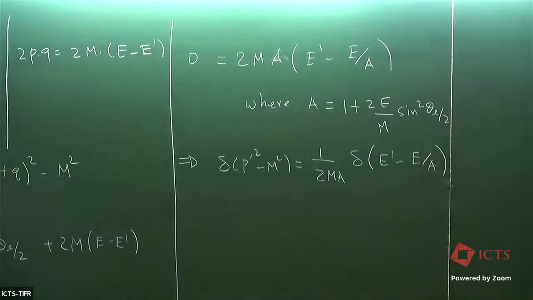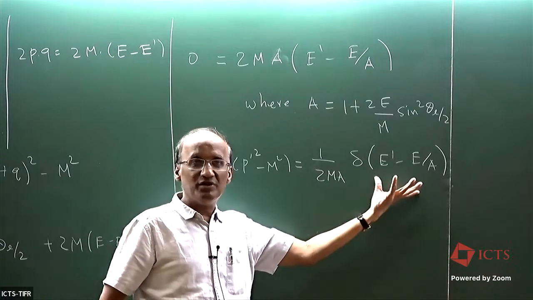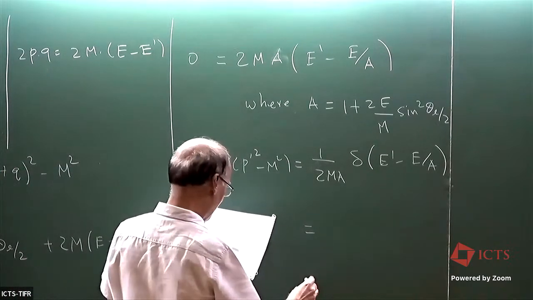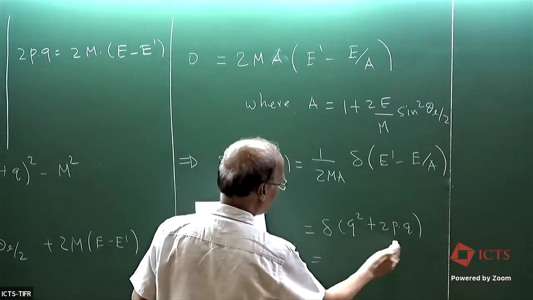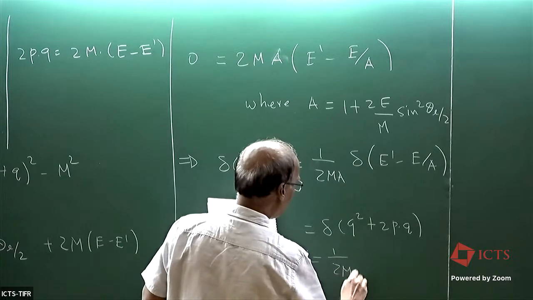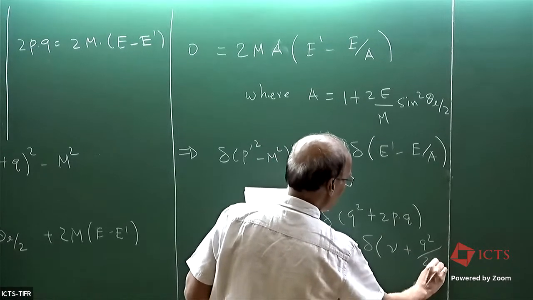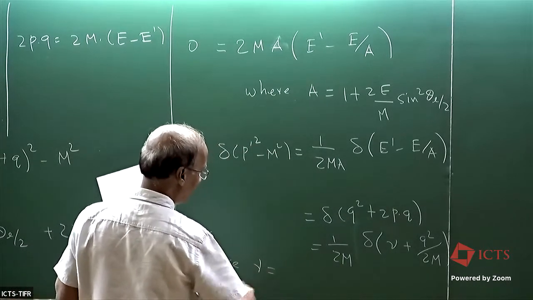As you can see, you can easily perform this integral because this delta function only involves the energy part, E'. So if I want to do the E' integral, you can straight away do it. Or you can also express the same thing in another representation, which is δ(q^2 + 2p·q). By pulling out this 1/2m, you can write it as δ(ν + q^2/2m), where ν is equal to p·q/m.